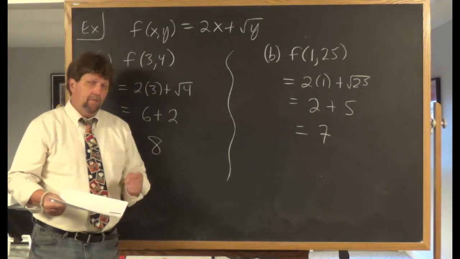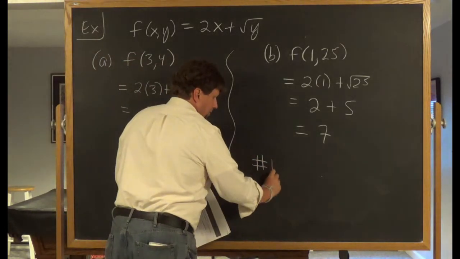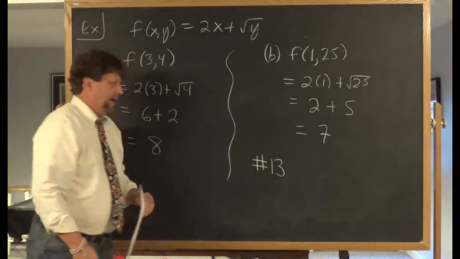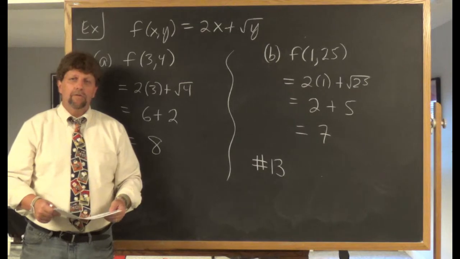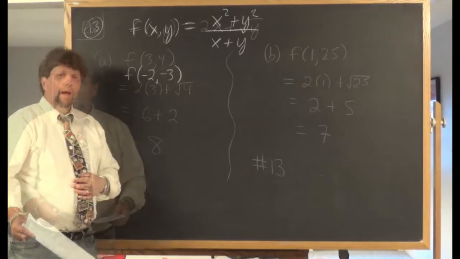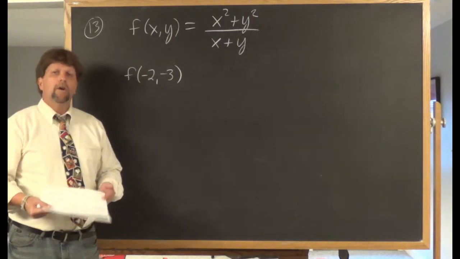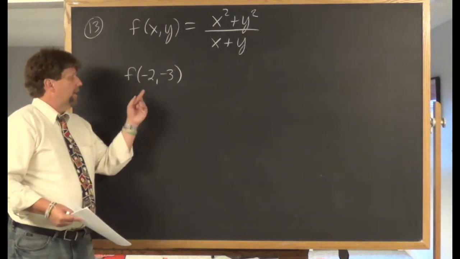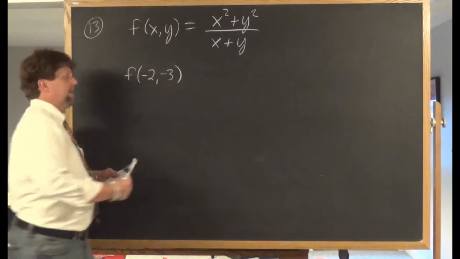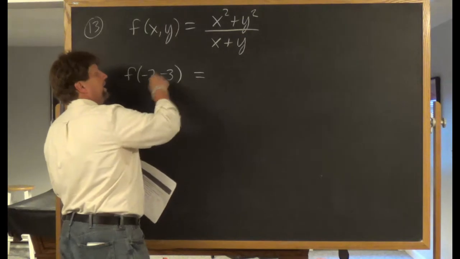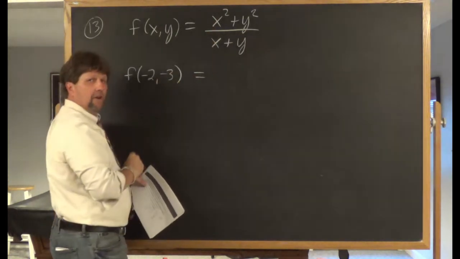Because it's so important, I'm going to want you to pause the video and try number 13. And after you've done number 13, restart the video. I'll be here working through the solution at the chalkboard. All right, and number 13, you were given f of x, y equals x squared plus y squared over x plus y. And you were asked to evaluate the f of negative 2, negative 3. So hopefully what you did was you put negative 2 in wherever you saw an x, and you put negative 3 in wherever you saw a y.